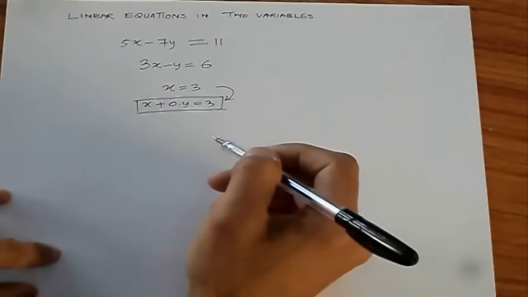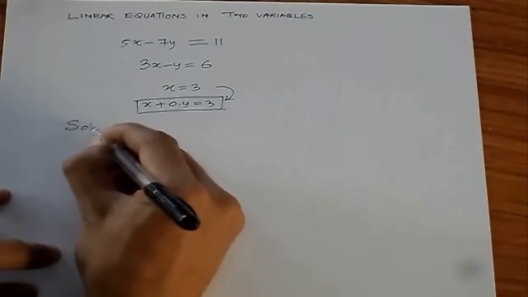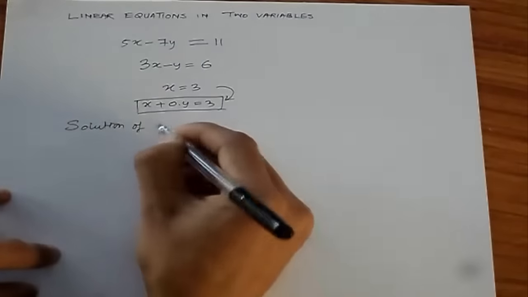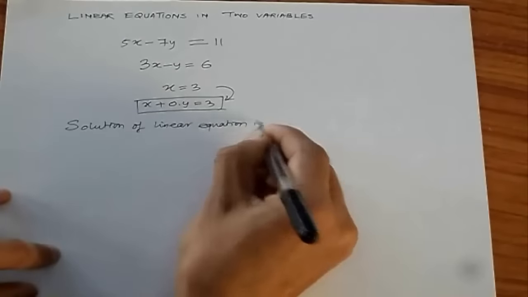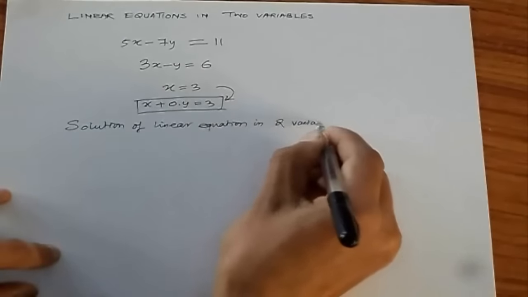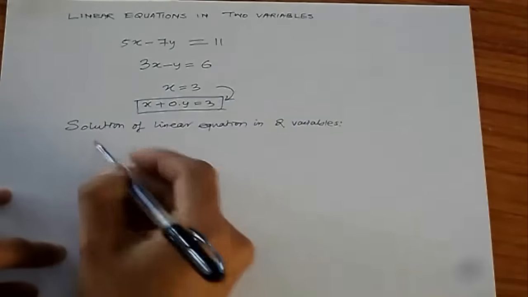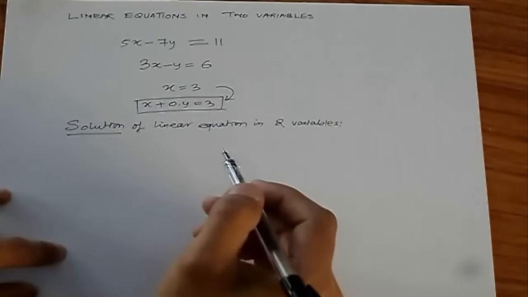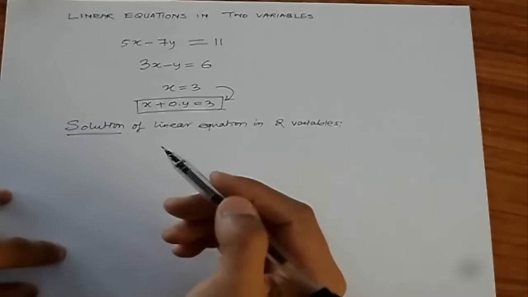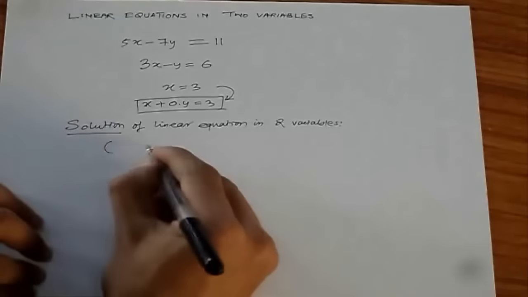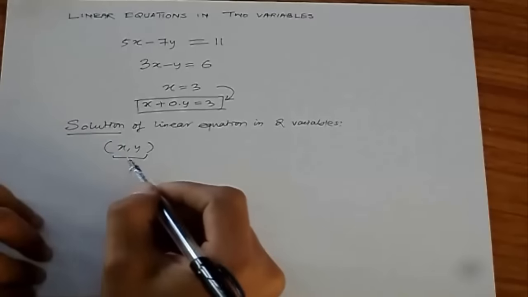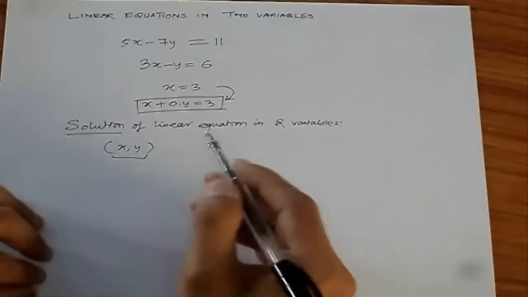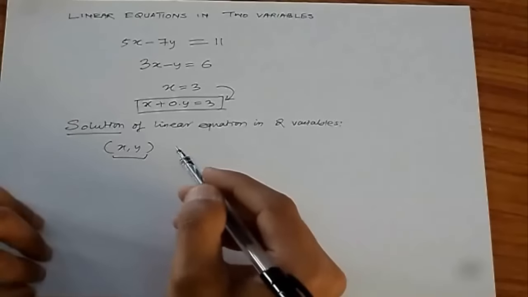Okay, the next topic is the solution of a linear equation in two variables. What does it mean, and how does the solution of a linear equation in two variables look? The solution of a linear equation is an ordered pair, right? x comma y. It's an ordered pair which, when substituted in the equation, satisfies the given equation. So solution means an ordered pair.